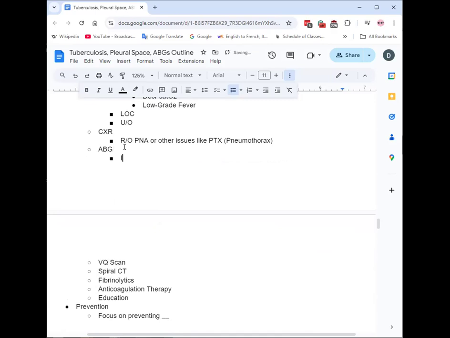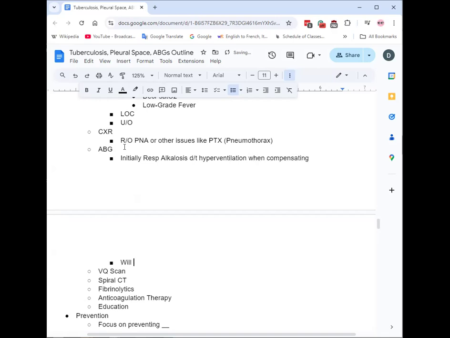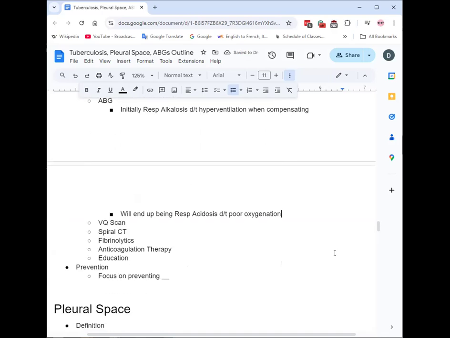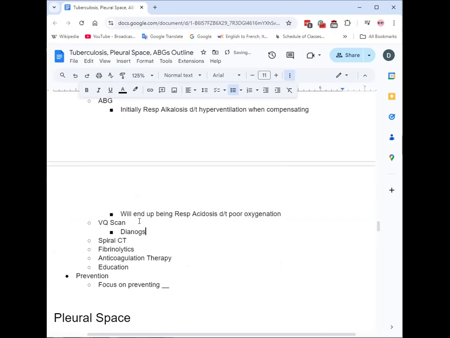ABGs, you already said it. Initially, it will be respiratory alkalosis due to hyperventilation. When compensating, it will end up being respiratory acidosis due to poor perfusion, poor oxygenation. And like you said, the VQ scan is what's really going to diagnose pulmonary embolism.